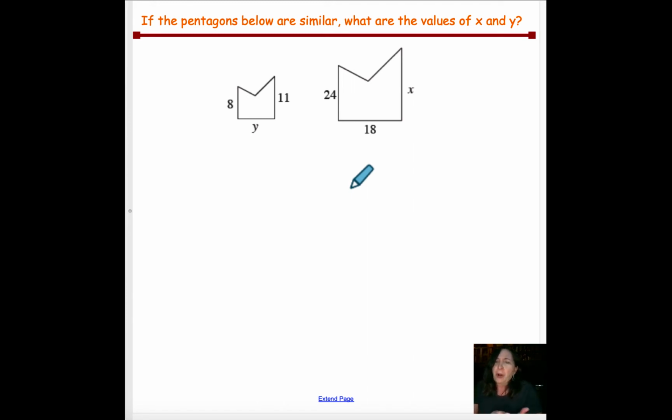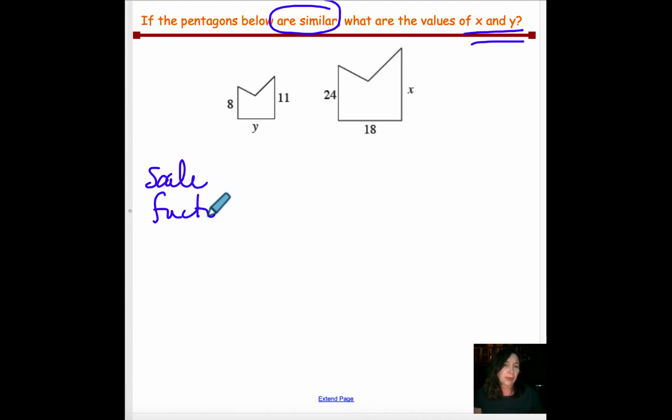So in this problem, though, they're not asking me whether or not they're similar. In this problem, they're saying these are similar. Therefore, they're proportional. The sides are proportional. So find the values of x and y. So number one, I would ask you what the scale factor is on a test. I'm going to ask you to compare the sides.